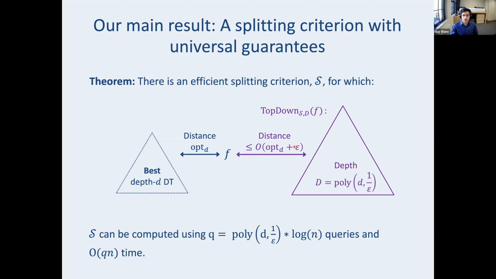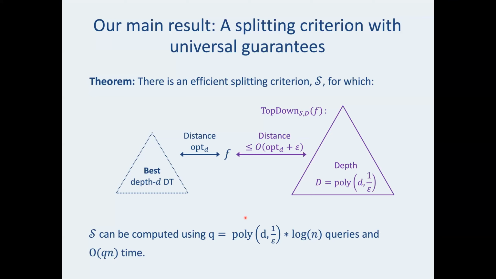And epsilon here is also a parameter you get to pass in. So just to summarize, as long as there is some good decision tree for f, we expect the top-down tree to also find a slightly larger, slightly worse, but still good approximation for f. And then for the applications, we'll need the fact that S can be computed very efficiently. It uses only polynomial queries in d, n, 1 over epsilon, times log n, and time that is comparable. You need at least order n time just to specify a query. Any questions about what this result is saying?